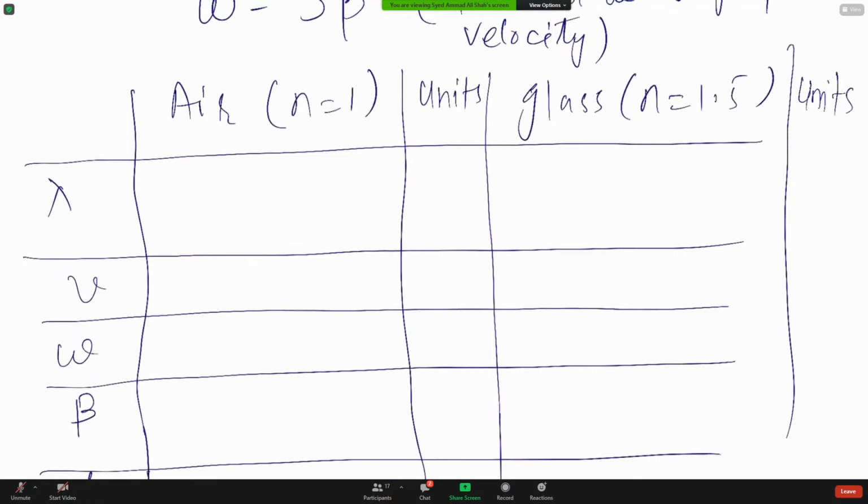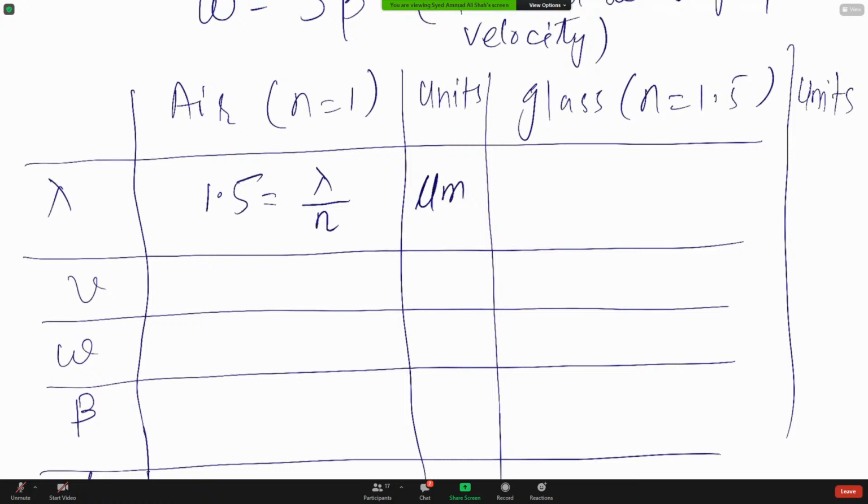So what is the wavelength in air? It's already given. The wavelength is 1.5 micrometers in air. So let's write 1.5 and micrometer in the units. What will happen with the glass? So let me write this down for you. So this is actually lambda over n. Okay, so your n is 1, so wavelength is not changing.